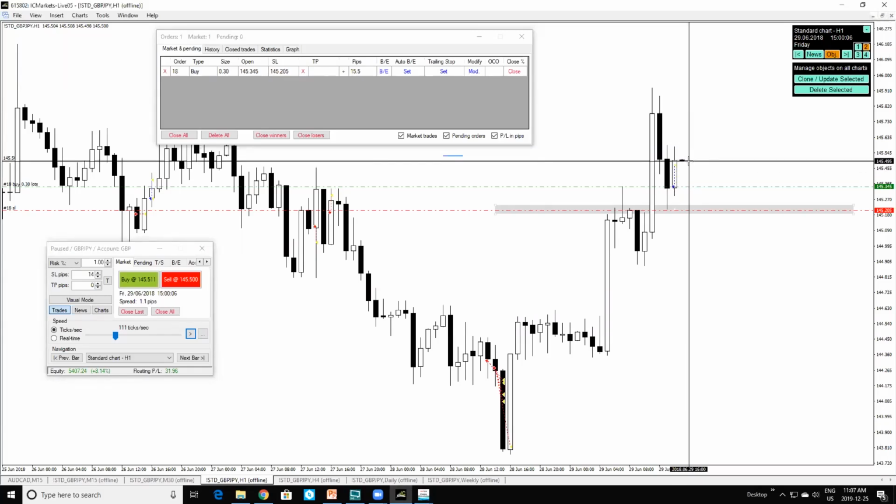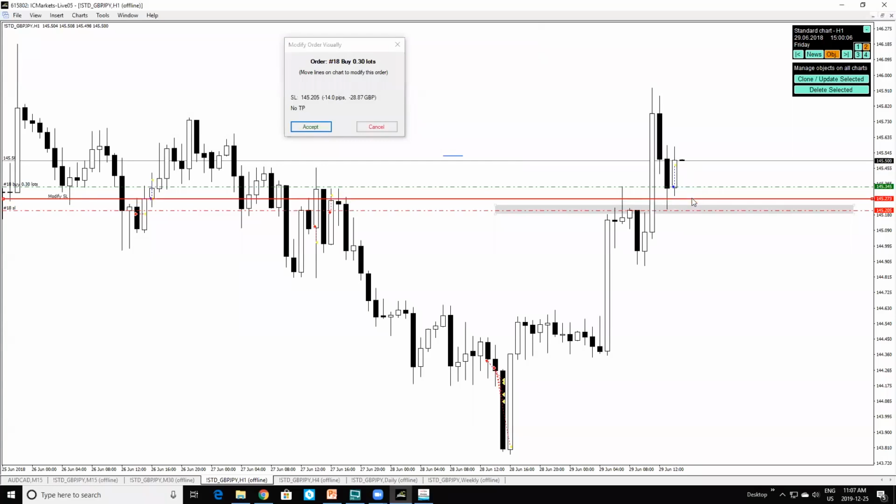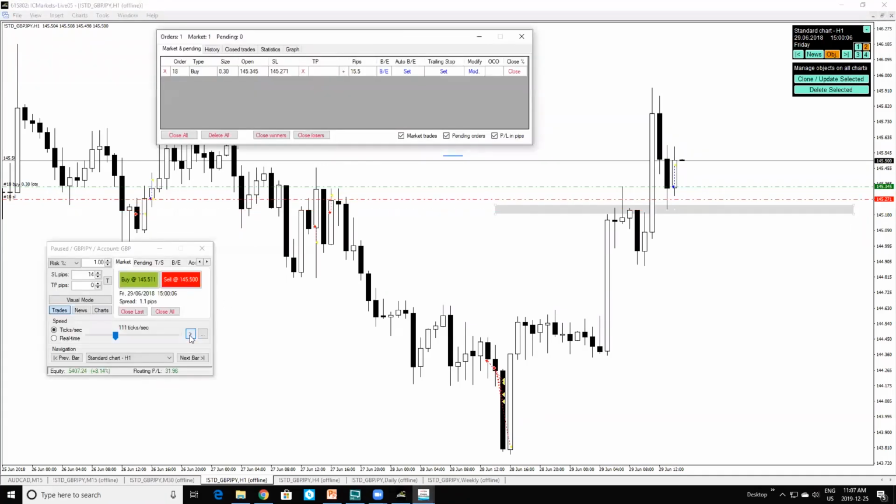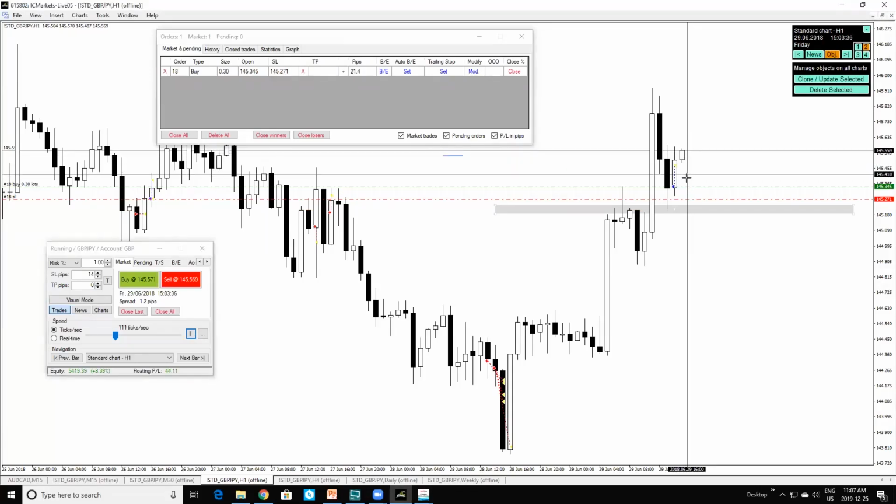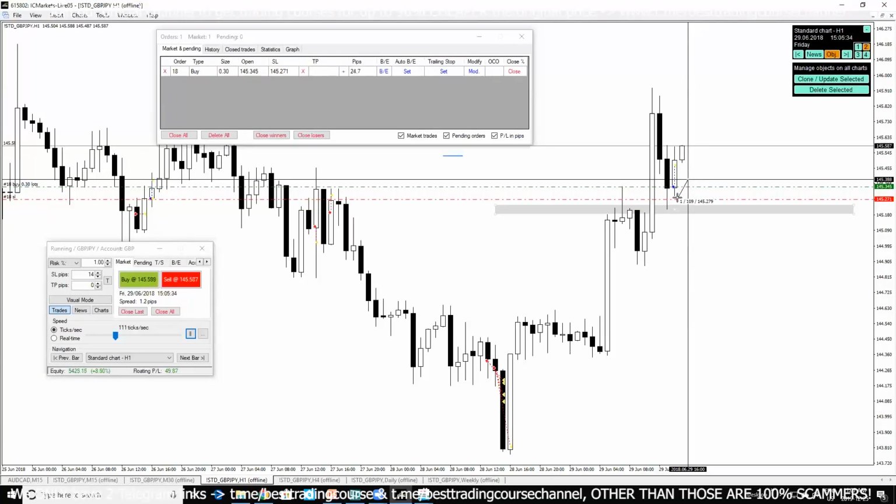Now, yeah, this is a big stop loss. Perfect. So what we can do is, since the 1 hour candle has closed bullish, we can trail our stop up now, and maybe take another entry once price comes down to this area.